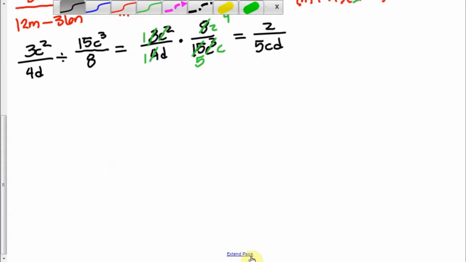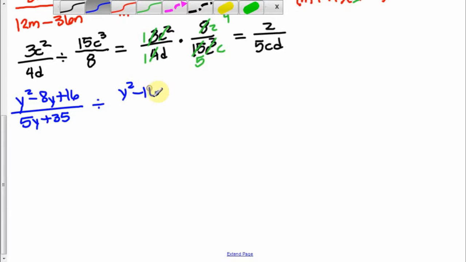So I'm going to give you one to do because we've done several multiplication problems. Division is just multiplication. You just have to turn it into multiplication, so you should be ready to do one. Y squared minus 8y plus 16 over 5y plus 35 divided by y squared minus 16 over 20.